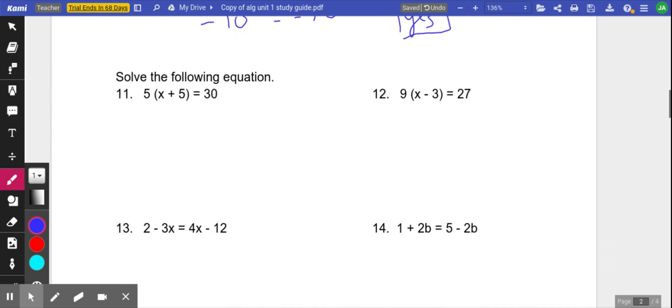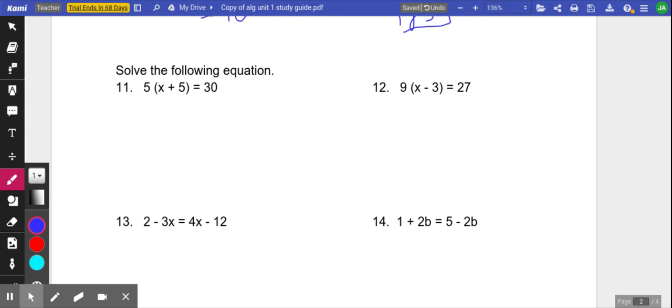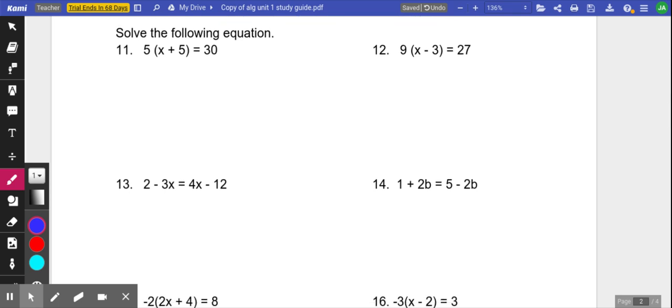All right, so we've got some more solving. So these are some multi-step problems that require simplifying before we solve. So again, when we say simplifying, we mean distribute and then combine like terms. So let's start with 11 here. So I see parentheses, a 5 multiplied by a set of parentheses. So that means I'm going to distribute the 5, remembering that this is multiplication. So 5 times x is 5x, plus 5 times 5 is 25, equals 30.